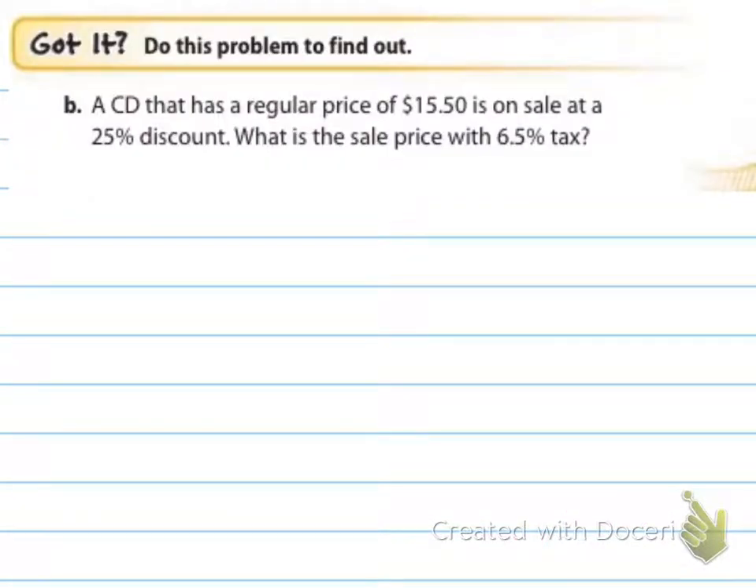All right, so now you're going to try this on your own. You're going to do B, which says a CD has a regular price of $15.50, is on sale at 25% discount. What is the sale price with 6.5% tax? Now, I know they love to throw more decimals at you whenever it's your own problem, but you've got a calculator, hopefully, and it's not that hard. So go ahead and pause the video and do B on your own.